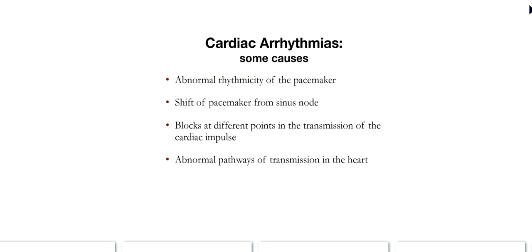You also can have blocks that are at different points in that transmission, and abnormal pathways, which means some kind of shortcut. If there's a short circuit, and not all of the current is going in one direction, there's a way to depolarize part of the heart faster, and you will see that show up as an arrhythmia. Spontaneous generation, that is the ectopic sign.